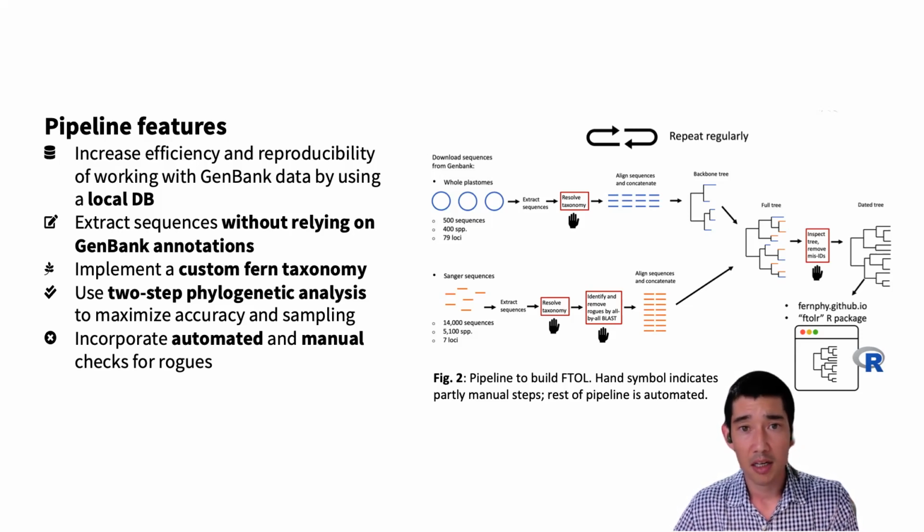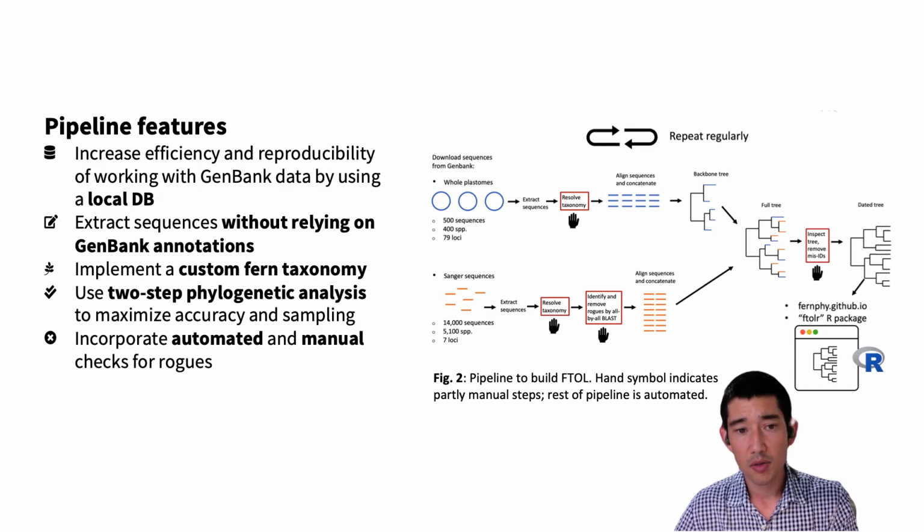Furthermore, we implement a custom fern taxonomy, and that's because the NCBI taxonomic system was not designed for ferns and it includes a lot of synonyms. So by resolving the names in GenBank to our custom fern taxonomy, we can output a tree that is really high quality and can be immediately used by researchers working on this group.